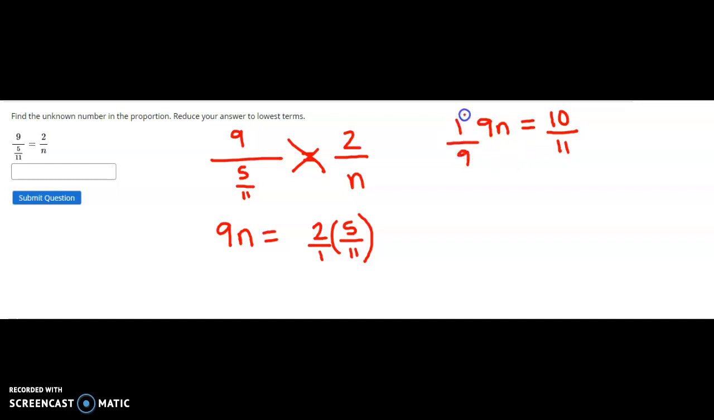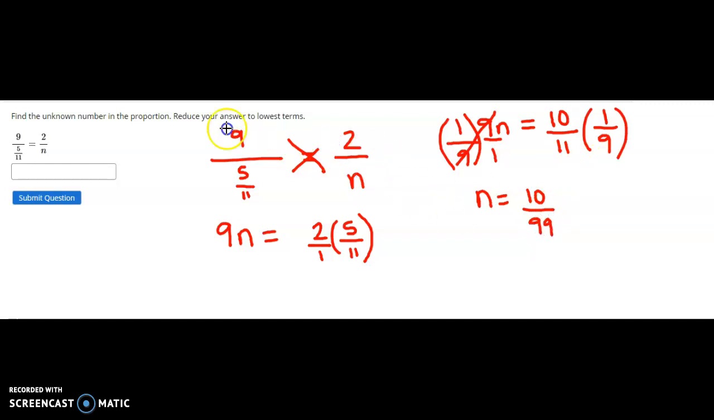Since I know I've got a fraction over on that side, that'll make the 9's cancel. When you have a fraction on one side, you can always multiply by the reciprocal just to make it easier. So we multiply by 1/9 over here. Those 9's cancel. We end up with just n equals 10 over 99, and 10 and 99 don't cross cancel, so that's going to be our final answer.